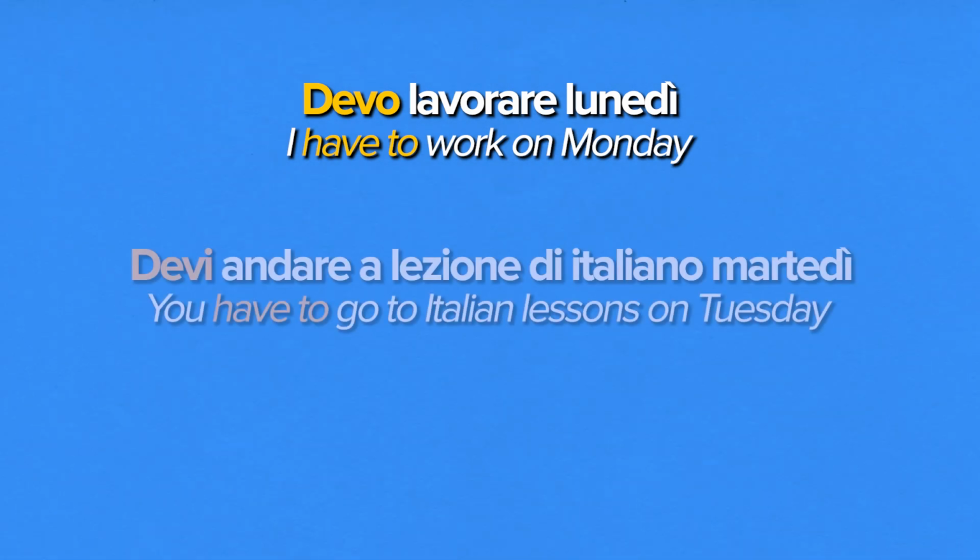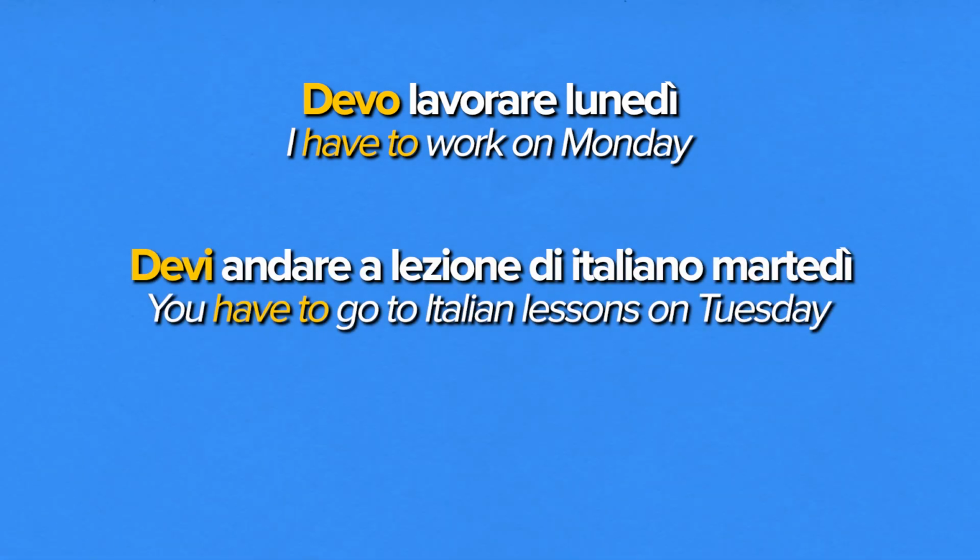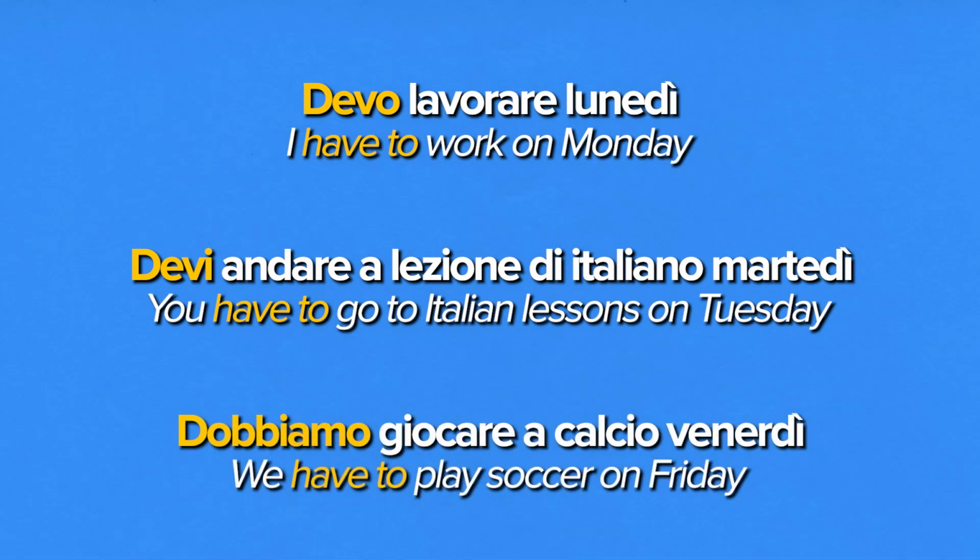But if we use the modal verb dovere, have to, before the main verb instead, we only need to conjugate the modal verb and we can leave the others in the infinitive. Devo lavorare lunedì. I have to work on Monday. Devi andare a lezione di italiano martedì. You have to go to Italian lessons on Tuesday. Dobbiamo giocare a calcio venerdì. We have to play soccer on Friday.